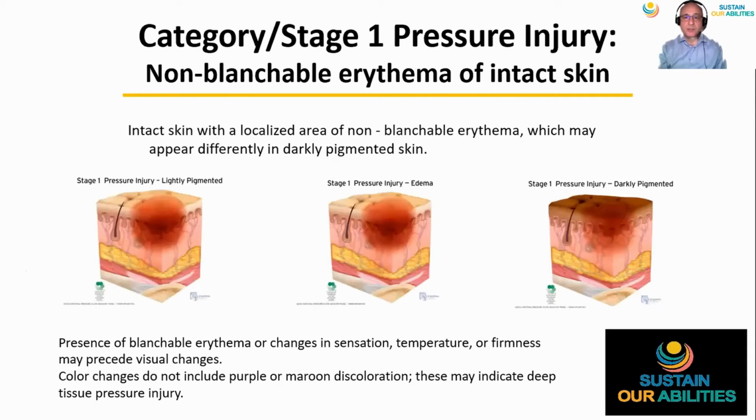Category or stage 1 of pressure injury: the non-blanchable erythema of intact skin, which may appear differently in darkly pigmented skin. The presence of blanchable erythema or changes in sensation, temperature, or firmness may precede visual changes. Color changes do not include purple or maroon discoloration. This may indicate deep tissue pressure injury.